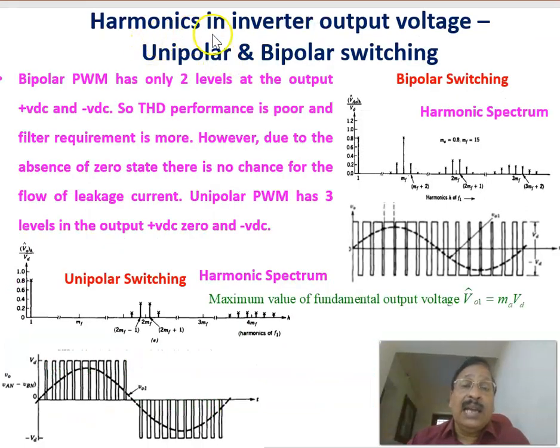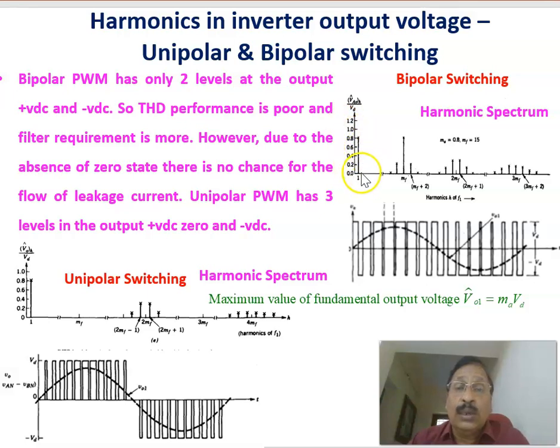Now let us compare the harmonics in the inverter output voltage, the unipolar as well as the bipolar switching scheme. And this is the bipolar switching scheme output voltage. It will be oscillating between plus VD and minus VD. Of course, the pulse width is changing proportional to the sine magnitude. And this is the fundamental output voltage. If you do the Fourier analysis, the harmonic spectrum, the different frequency components are plotted.